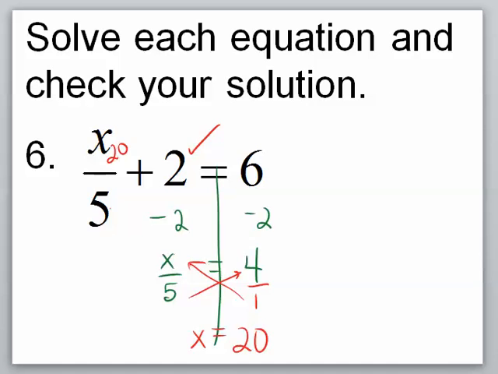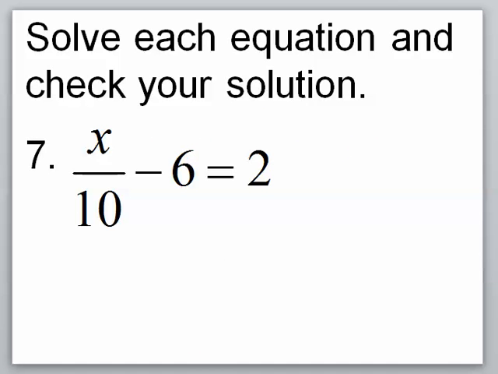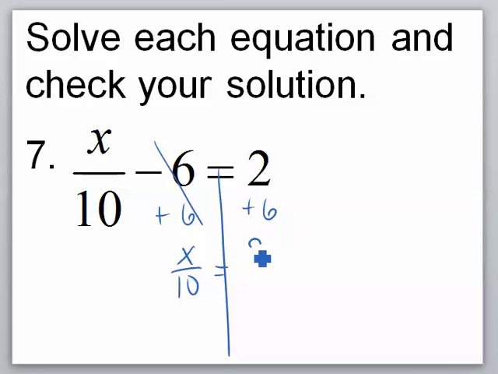Let's look at one more of those. I have on the left-hand side this x. I want to get it by itself. The way I get rid of the negative 6 is by adding 6 to both sides. That creates 0. x over 10 equals 2 plus 6, which is 8. Again, I can create a proportion and cross multiply to solve. 1 times x is x. 10 times 8 is 80. Check your answer if you like, and you would find that we have the correct solution.